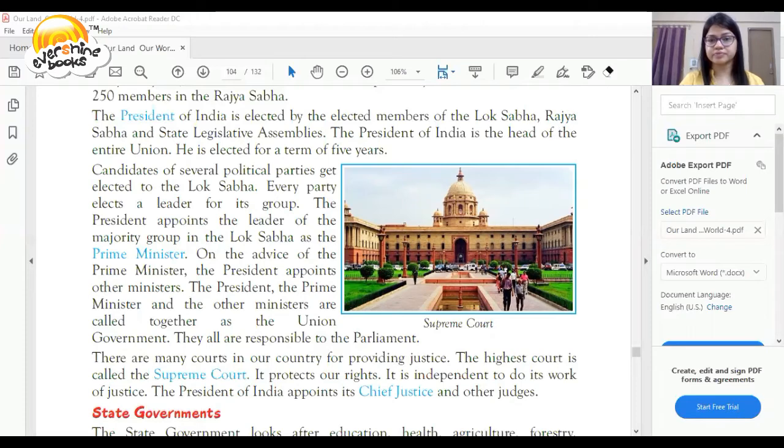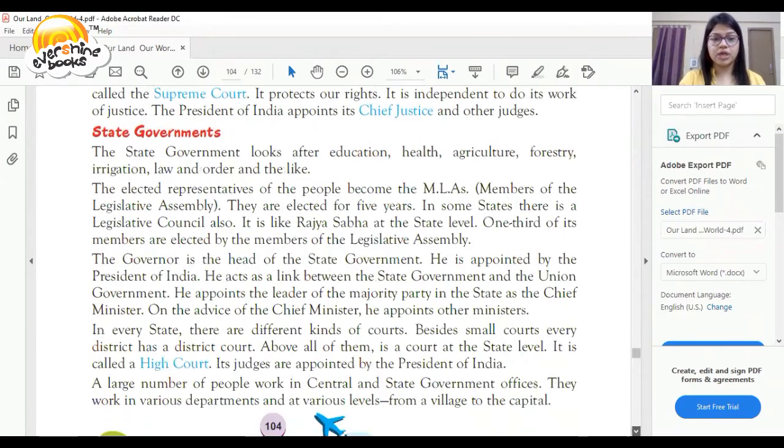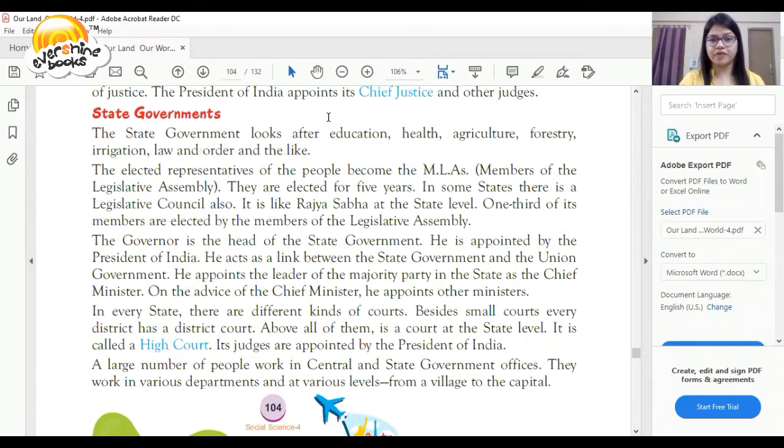Let's discuss the state government. So the state government looks after education, health, agriculture, forestry, irrigation, law and order, and other lines. So, state government किसे देखता है? Education, health, agriculture, forestry, irrigation, law and order. The elected representatives of the people become the MLAs. That is called member of the legislative assembly.